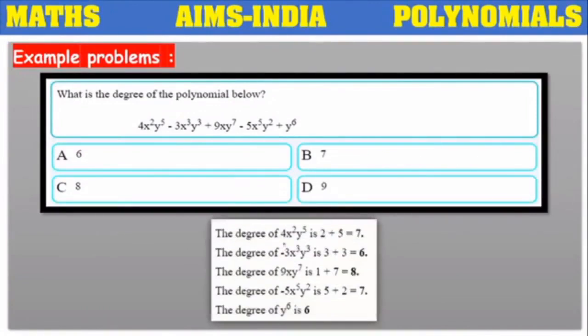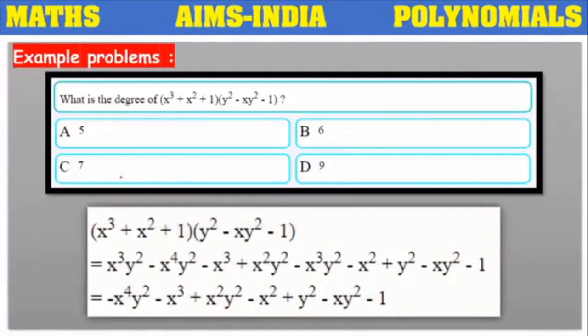So here, first term, 4x squared y to the power of 5: 2 plus 5, degree is 7. Second term, x cubed y cubed: 3 plus 3, 6. Next, x y to the power of 7, x one we can take, 1 plus 7, 8. Next, x to the power of 5 y squared: 5 plus 2, 7. For the last one, y to the power of 6 means there is no x. Degree is 6. So out of all the degrees, what is the highest degree? 8. So 8 will be the right answer.